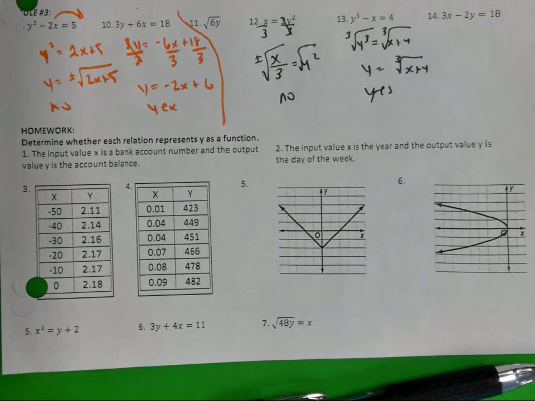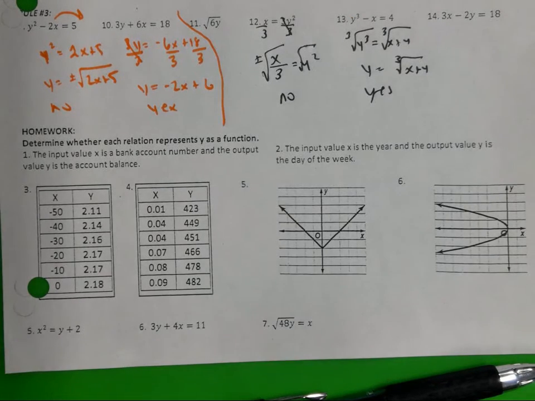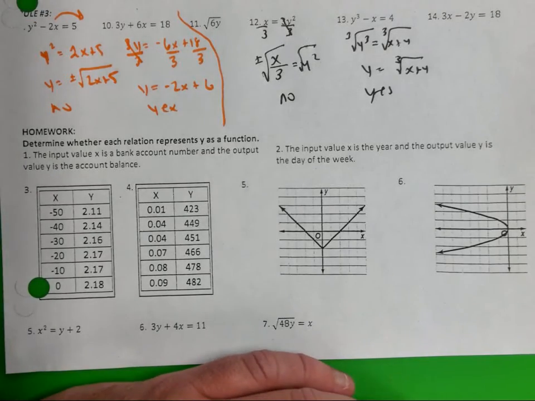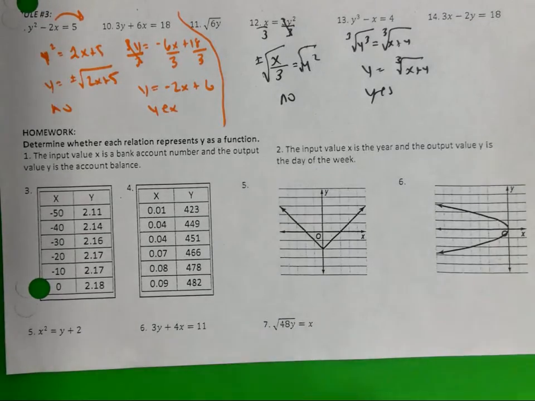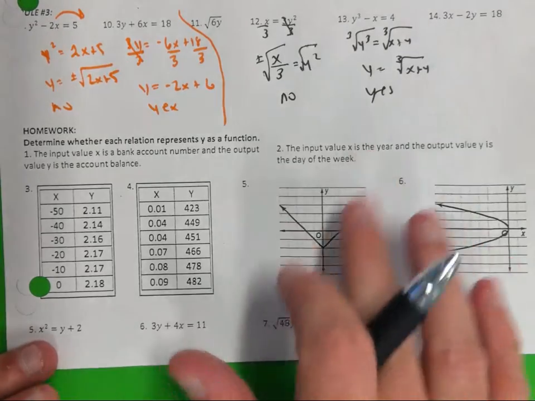Okay, number 2. The input value x is the year. That "the" in front of the year makes a difference right there. 2018. Yeah, so this year is 2018. So that whole column will be 2018. So is that a function? No. Do you see that? Now, if I change to a year, that would be different, wouldn't it? The is the key word there. But I wouldn't do a year. That would get tricky there, because you wouldn't know if I repeated years, but the year is very important.